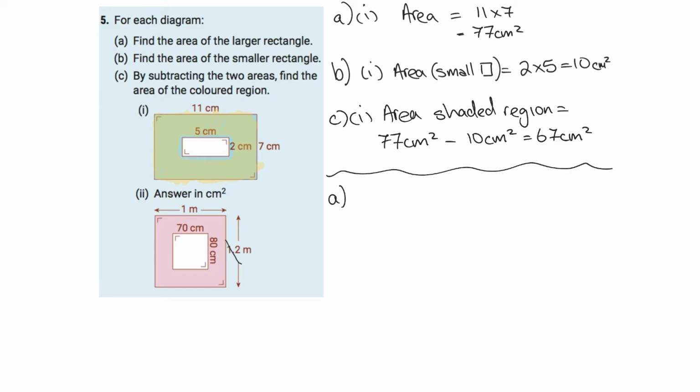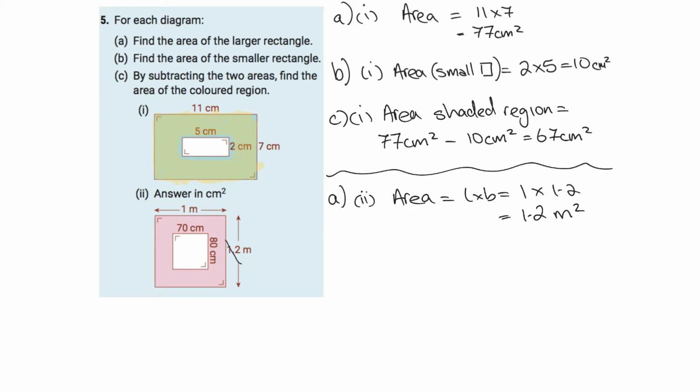So I want to get the area of the larger rectangle. That's going to be area is length by breadth, which is 1 multiplied by 1.2. And 1 multiplied by anything, it stays as it is. It's 1.2 metres squared. Then the smaller rectangle.